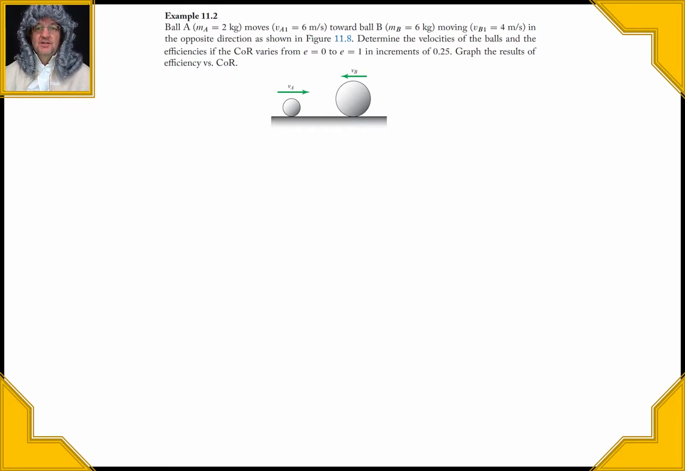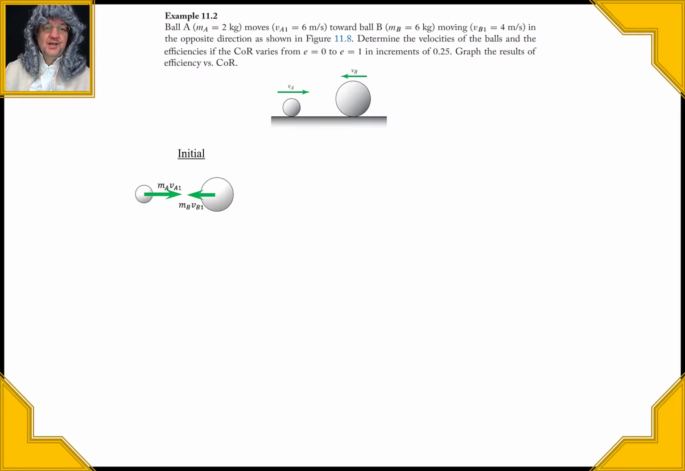And they're in the opposite direction. We want to determine the velocity of the balls and the efficiency if the coefficient of restitution varies between 0 and 1 in increments of 0.25. And we want to graph the results of the efficiency versus the coefficient of restitution. So we might have a problem where we were given the coefficient of restitution, 0.8 is a very popular one that lots of problems usually like to have. And then we might want to find the velocities. But here I've made it a little bit more complicated, where I said, let's just check out what it's going to be, that coefficient of restitution, and then graph it and see what it's like compared to the efficiency.